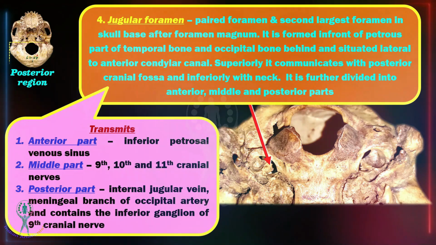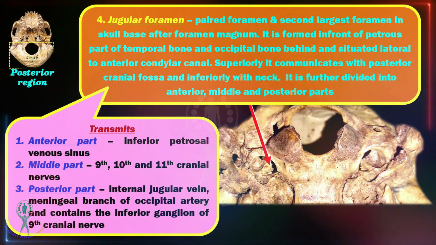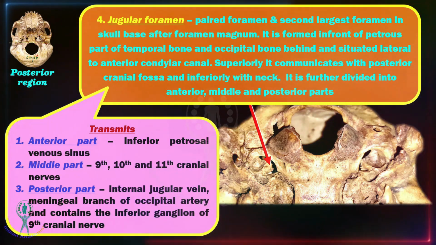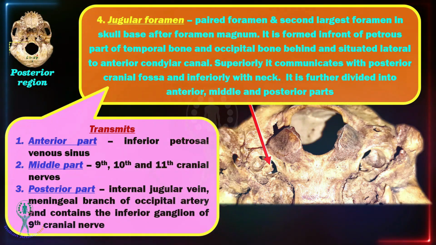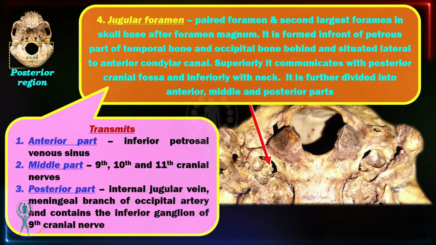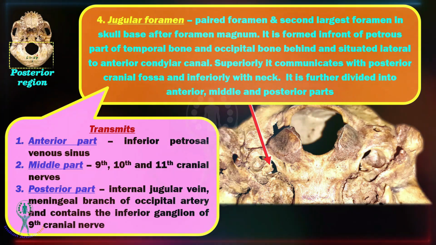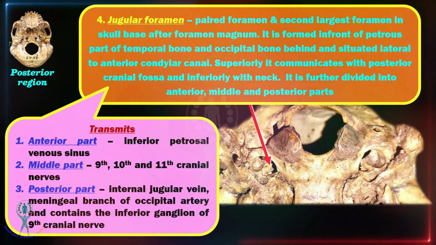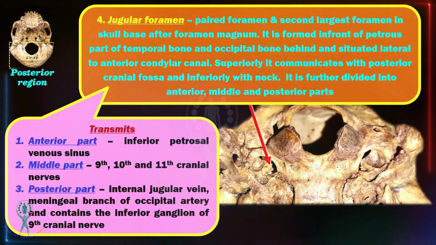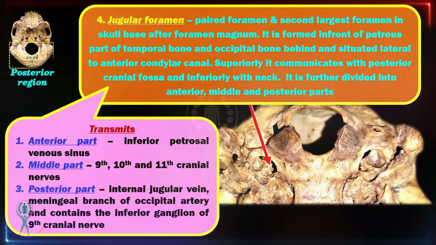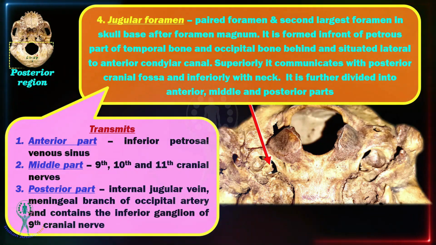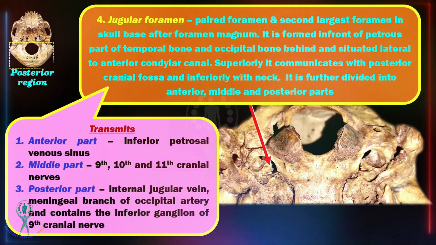The anterior part of the jugular foramen transmits the inferior petrosal venous sinus, which is the first tributary of the internal jugular vein. Next, the middle part of the jugular foramen transmits three cranial nerves, 9th, the glossopharyngeal, 10th, the vagus and 11th, the accessory cranial nerves. The posterior part of the jugular foramen transmits internal jugular vein, meningeal branch of the occipital artery and the inferior ganglion of the 9th cranial nerve.